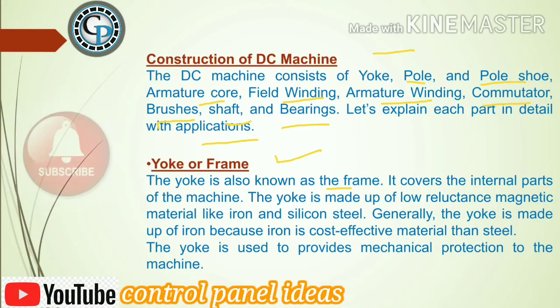It covers the internal parts of the machine. The yoke is made up of low reluctance magnetic material like iron and silicon steel. Generally, the yoke is made of iron because iron is a more cost effective material than steel. The yoke is used to provide mechanical protection to the machine.